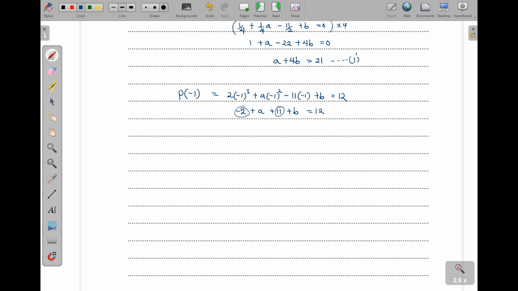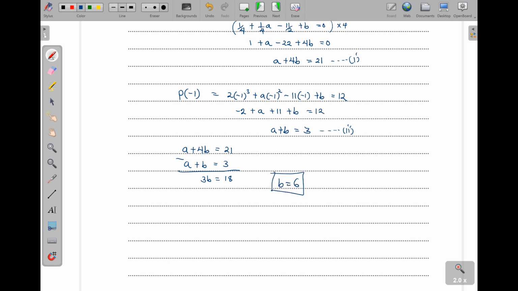11 minus 2, that one will give us 9. Then when I bring it this side, it will be a negative, so this one will give us a 3. Okay, so I can have a plus b, which is equal to 3. So this is the second equation. Then I can solve these two simultaneously. If I get a plus 4b, which is equal to 21, then a plus b, which is equal to 3, and I subtract them, a will disappear. And then I'll have here 3b, which is equal to 18. So when I divide all through by 3, b becomes a 6.